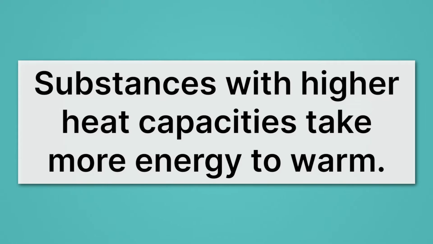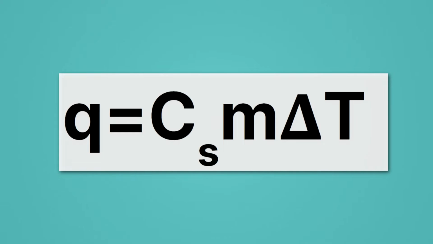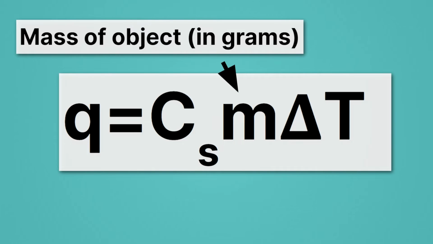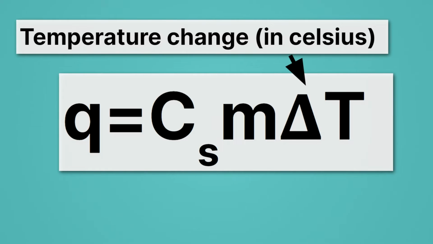We can actually calculate how much heat it takes to warm something with this equation. Q is the energy required, and that's going to be in joules, where m is the mass of the object we're warming, and that's going to be measured in grams. The delta T here is the temperature change. Remember, whenever we see that triangle, it's the Greek letter delta and it means change. And we're going to have that temperature change be in the units of Celsius.